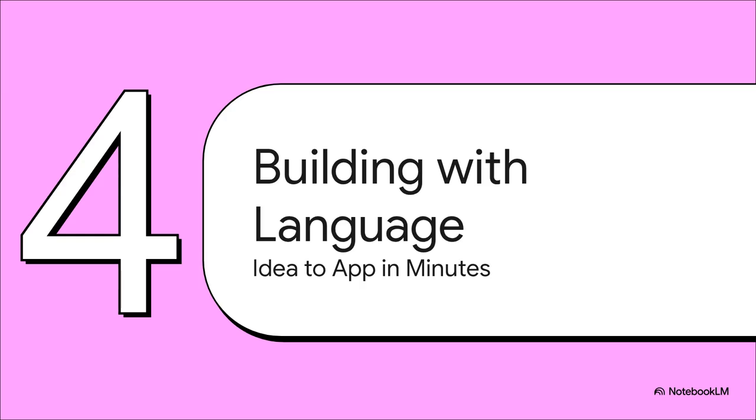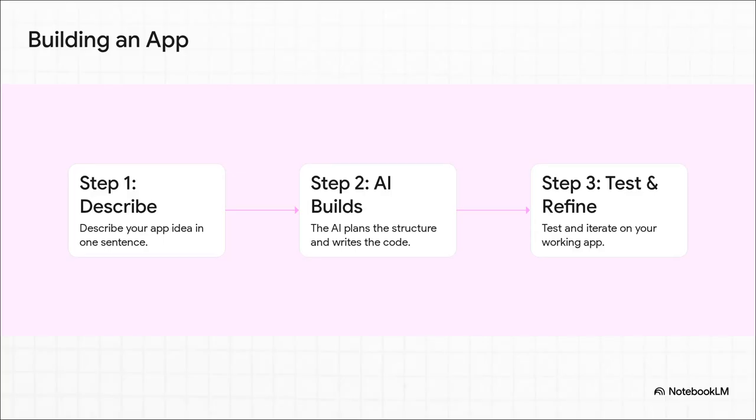All right, let's circle all the way back to that mind-blowing idea from the beginning, building a real working app just by describing it. This is where AI stops being just an assistant and really becomes your co-creator. The process is, it's almost hard to believe how simple it is. You go into AI Studio. You just describe your idea in plain English. The AI then goes to work. It plans the whole structure, writes all the code, and hands you back a working app that you can start testing and tweaking right away.